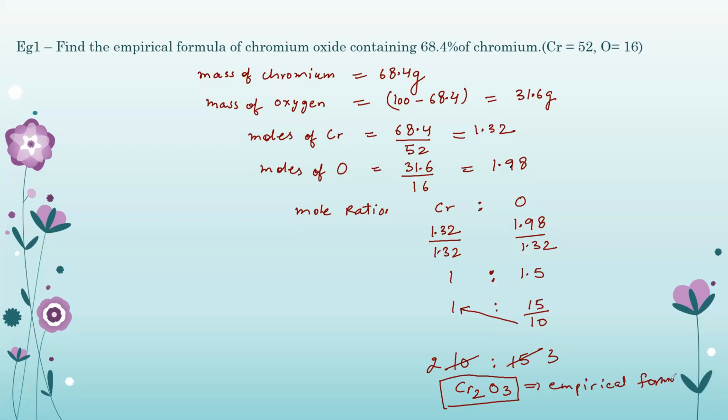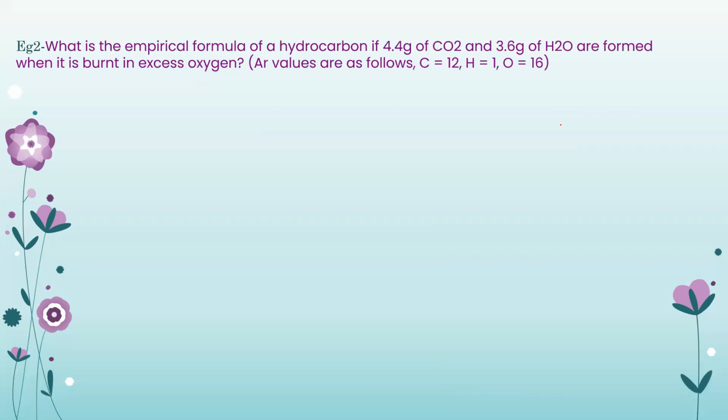So I did nothing. I just found the moles and then I took the ratio. Fine. So this is the first type of question you can get, finding from the percentage. Now let us discuss the second type of questions. In the second type, you will be given some equations, so you have to play with the equation. So what they are saying, find the empirical formula of a hydrocarbon, if 4.4 gram of carbon dioxide and 3.6 gram of H2O are formed when it is burnt in excess of oxygen.